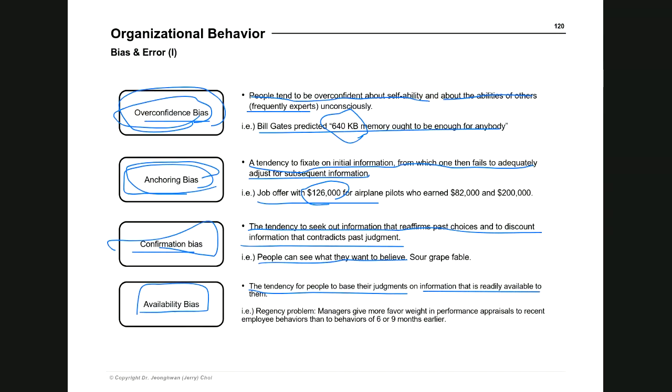This is a recency problem, and the recency problem is a part of the availability bias. The recency problem is that managers give more weight in performance appraisal to recent employee behavior than to behavior from six or nine months earlier. Maybe that is not a good example. Maybe you have a few experiences like this.